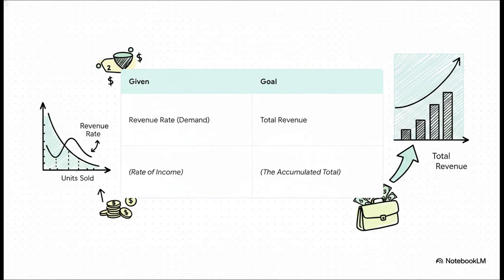Now this is often tied to the product's demand curve. As you remember from your economics classes, to sell more units, you often have to lower the price. This means the revenue you get from selling the 10,000th unit will probably be less than the revenue from selling the 100th unit. Again, the rate is not constant. So the CEO comes to you and asks, what is the total revenue we generated from selling the first 10,000 units this quarter? Once again, we have the rate, and we need the accumulated total. We're going to integrate r prime of x from 0 to 10,000.